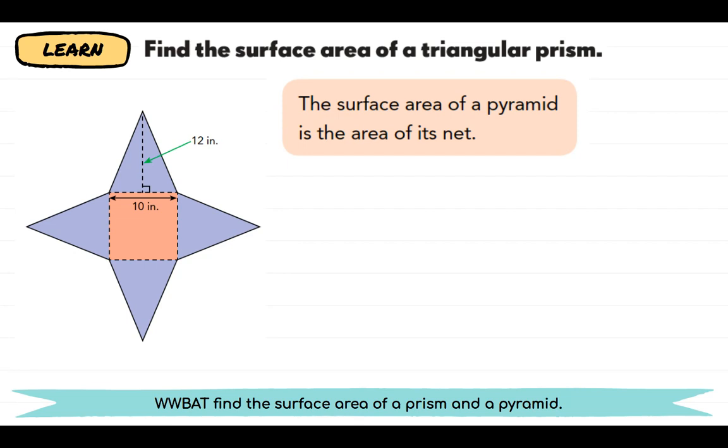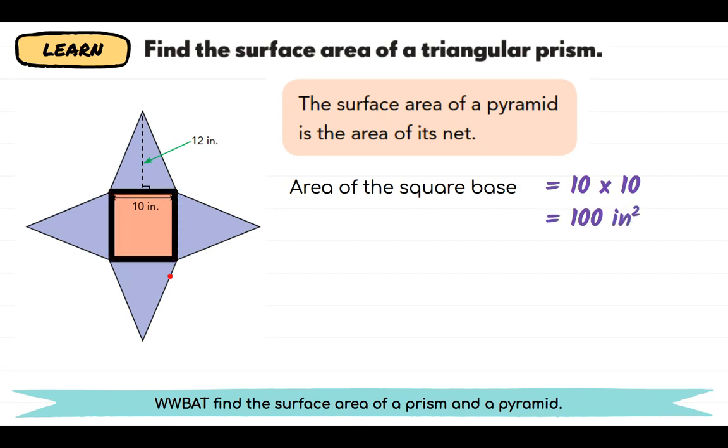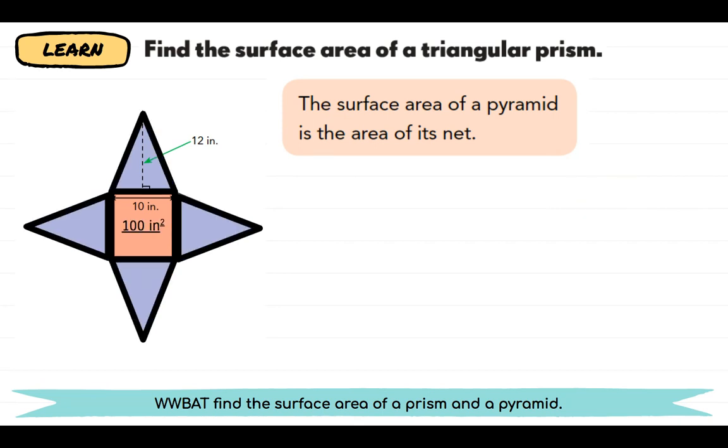The surface area of a pyramid is the area of its net, and we can figure out the area of this square by multiplying the edge times edge, which is the same as 10 times 10 equals 100 square inches. Now that we know that the middle is 100 square inches, we just have to find the area of each triangle.